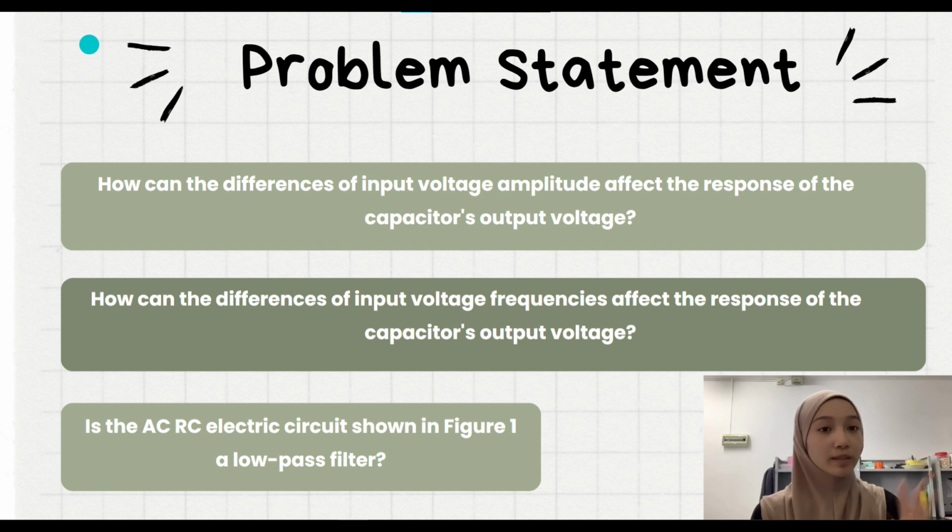Okay, next we move on to the problem statement. There are 3 problem statements for this project assignment. First, how can the difference of input voltage amplitude affect the response of the capacitor's output voltage? Second, how can the difference of input voltage frequencies affect the response of the capacitor's output voltage? And the third one is, the AC RC electric circuit shown in Figure 1 is a low pass filter. So we move on to the next presenter.